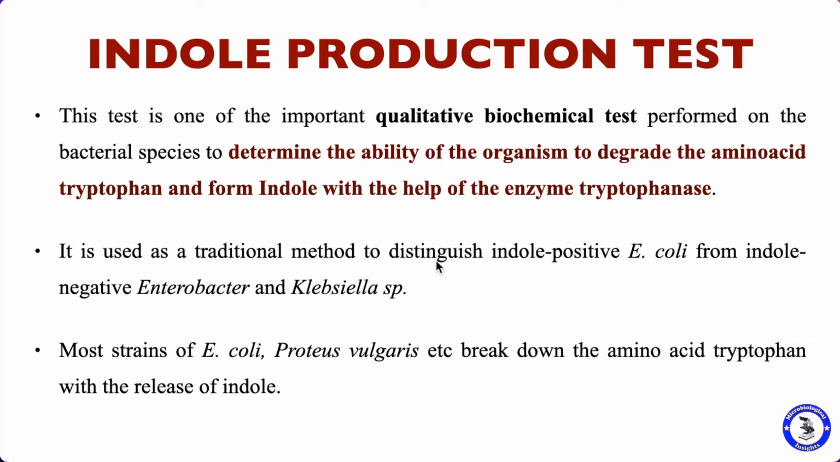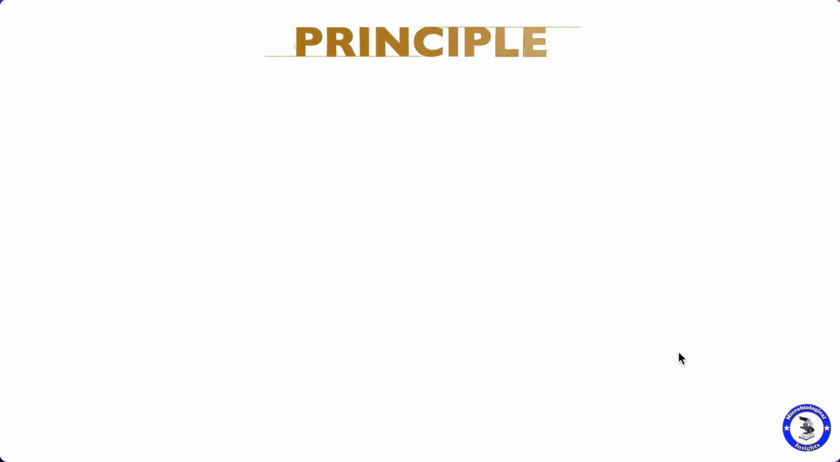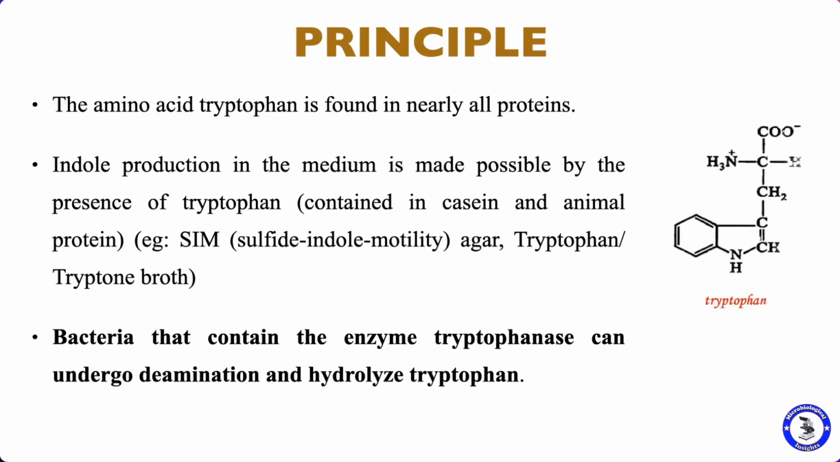Traditionally, this method is used to distinguish the indole positive Escherichia coli bacteria from indole negative Enterobacter and Klebsiella species. Most strains of Escherichia coli and Proteus vulgaris break down the amino acid tryptophan and release indole as the end product. Now let's see about the principle of this test.